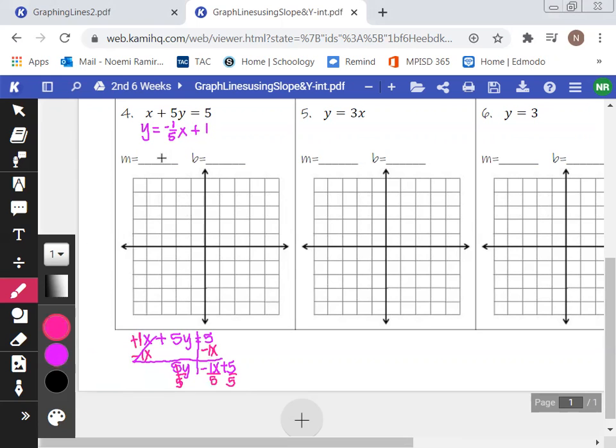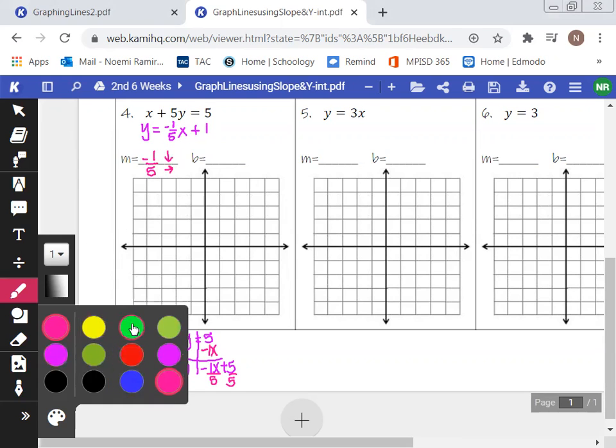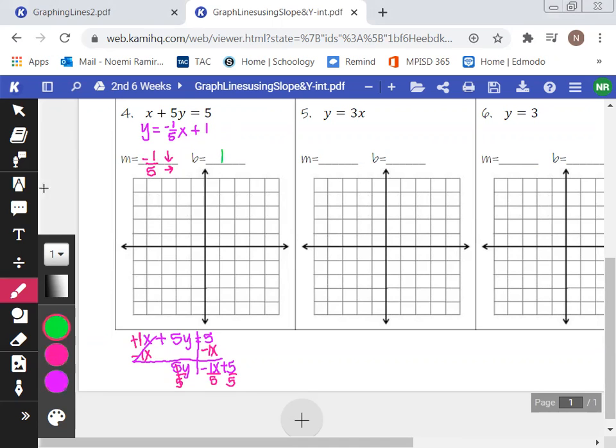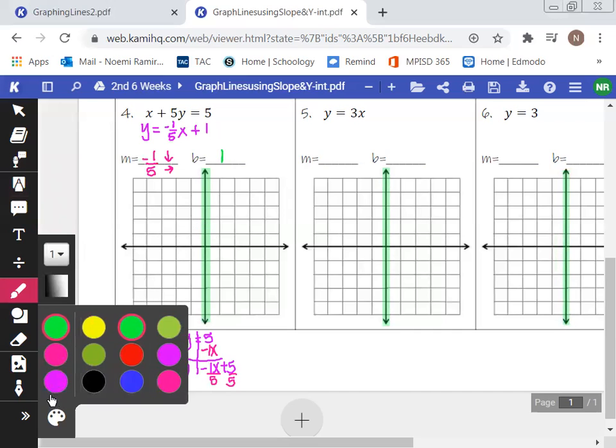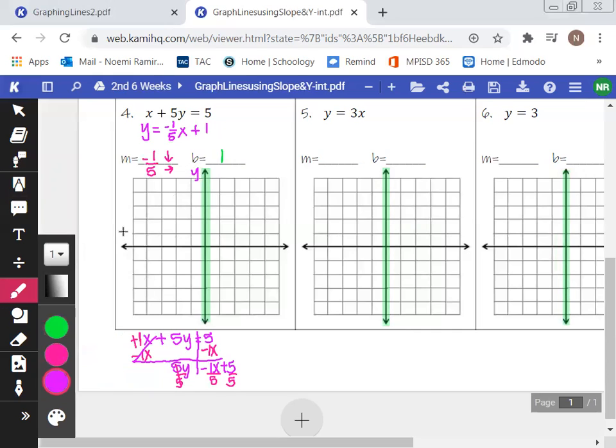Identify your slope and your y-intercept. So my slope is negative 1/5, which means we're going to go down to the right when we have to plot those extra points. And my y-intercept is 1. Now remember, you always want to plot the y-intercept first. That's the very first point you're going to put on your graph. Okay? This is my y-axis, this is my x-axis. Y-axis is your vertical axis, x-axis is your horizontal. Y-axis, x-axis. Okay?